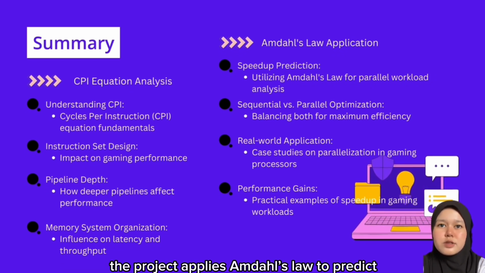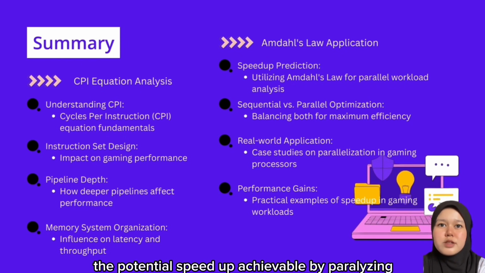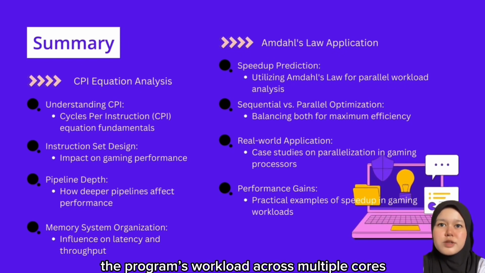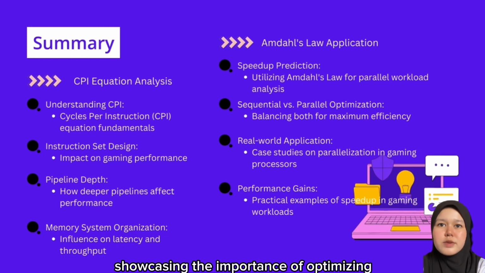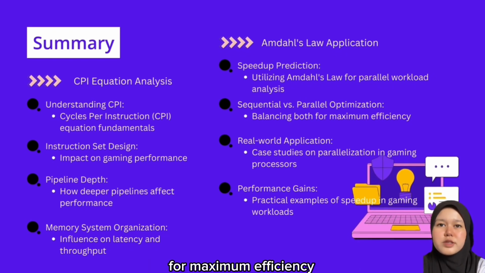The fourth one is Amdahl's law. The project applies Amdahl's law to predict the potential speed-up achievable by parallelizing the program's workload across multiple cores, showcasing the importance of optimizing both sequential and parallel sections for maximum efficiency.